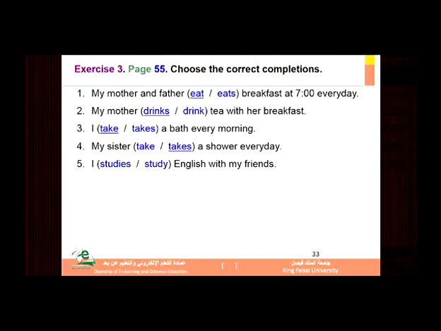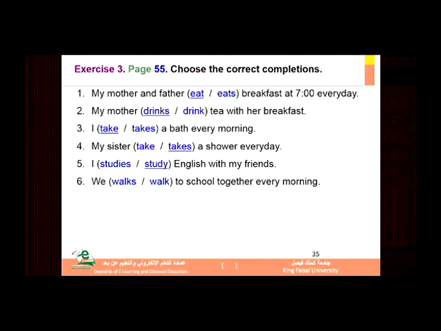I study or I studies English with my friend. I studies or I study English with my friend. The subject again is I, the first person, so it does not take an S. So I study English with my friend. Correct answer is study.